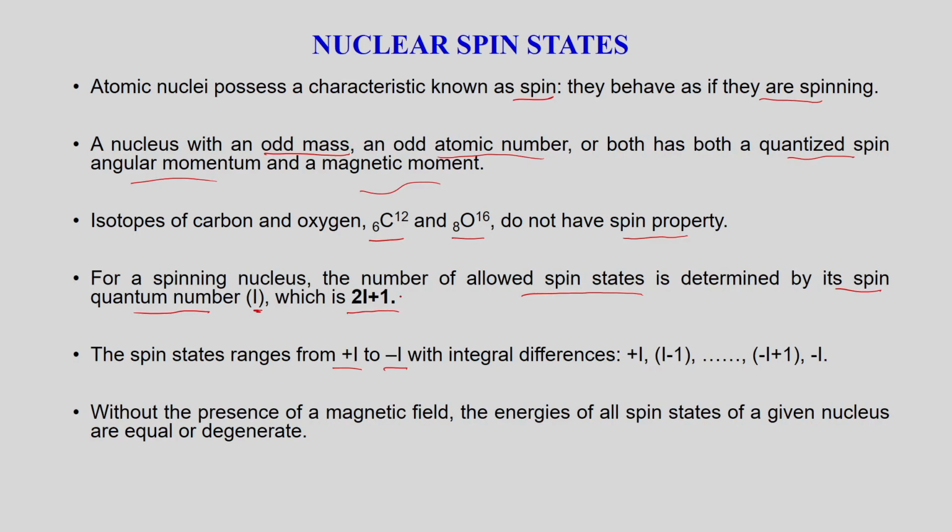So, now if you know the I value, then you put the I here, you will get the number of states, and that number of states, let us say it is 3, 4, 5. So, you can divide it this way. You can write plus I, then I minus 1 like that, and again minus I plus 1, minus I like that.